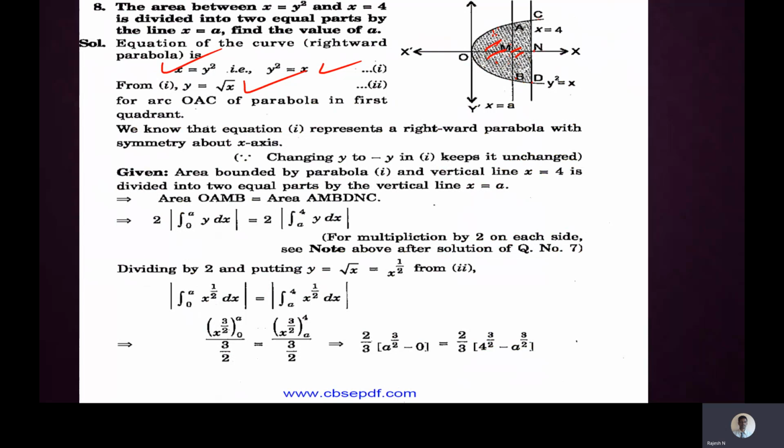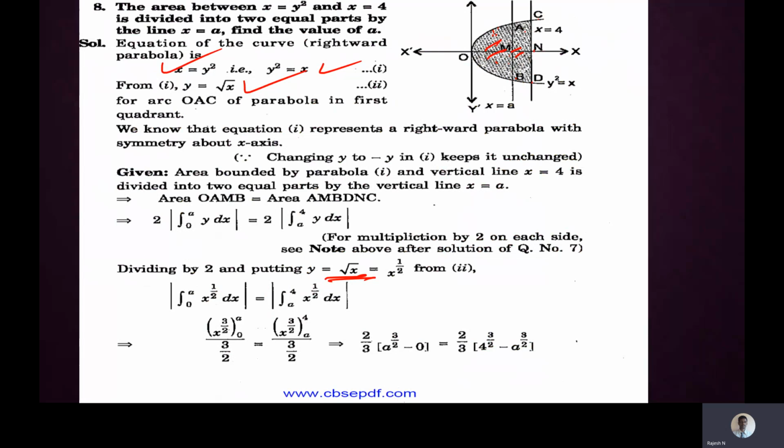What is y? y is what, 0 to a, y dx. Y is what in our first case? Y is equal to root x, because our curve is y squared is equal to x. So y is equal to root x. So integral 0 to a of x raised to 1 by 2.